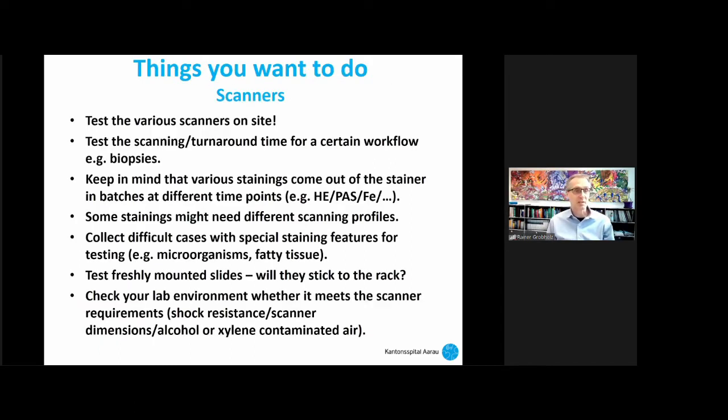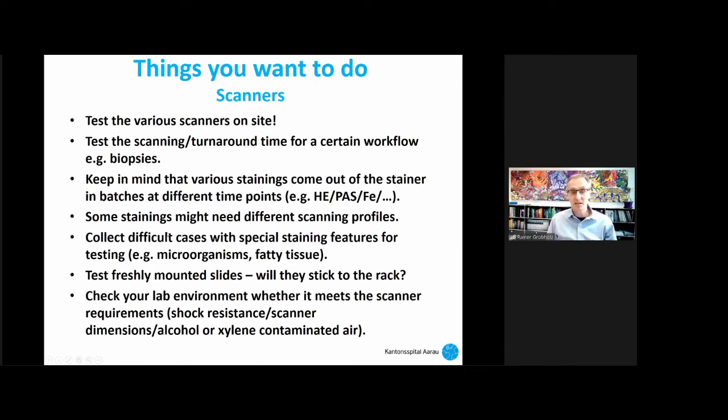So, things you want to do with the scanners: test the various scanners on site. You will experience how many surprises you will see and how many things you haven't thought of once you have the scanners on site. Test the scanning turnaround time for a certain workflow, like the biopsies, and keep in mind that various stainings come out of the stainers in batches at different time points, not at the same time. So that needs to complete the whole cases.